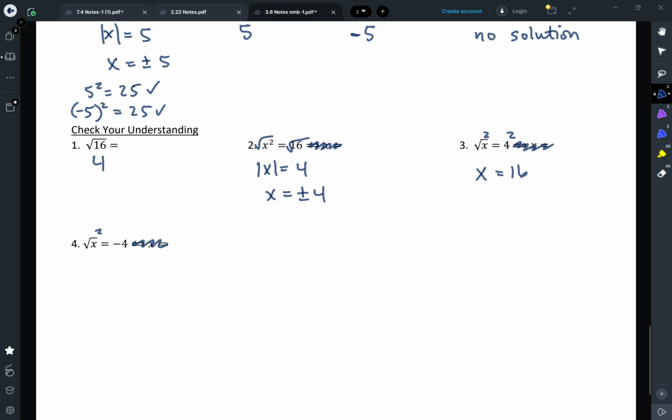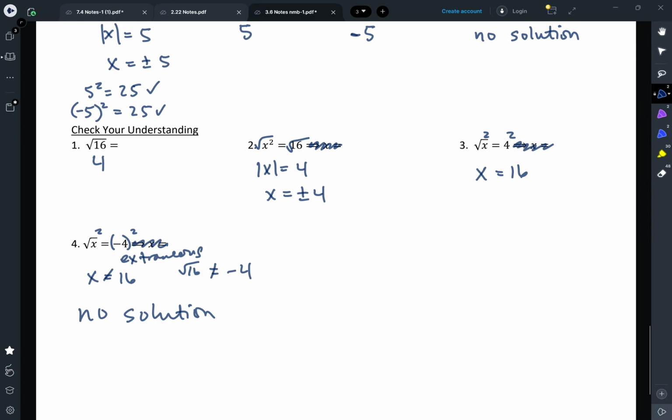Last one, we could go through and we could square both sides and we could get an answer, x equals 16. But remember, it doesn't work in the original problem. So this was that case of the square root equal to a negative to start out with. So there is no solution. 16 is going to be extraneous. And there is no solution.